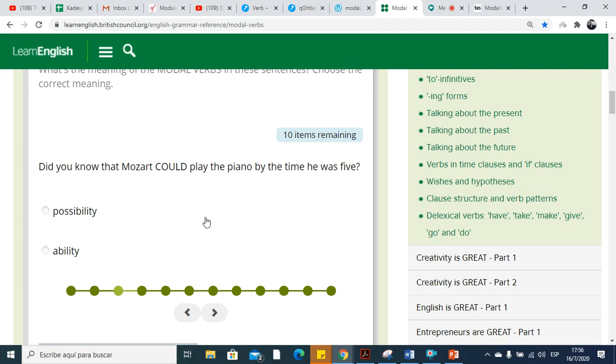Mozart could play. Is it a possibility or an ability? It is an ability, because he's affirming that Mozart could play. Okay, what do you think, Melissa? Is it possibility or ability? I think it's an ability. Okay, I will select ability and we will see.